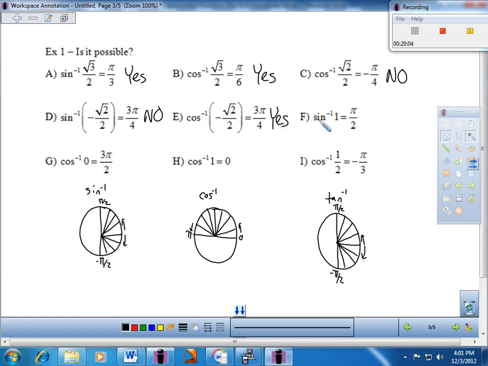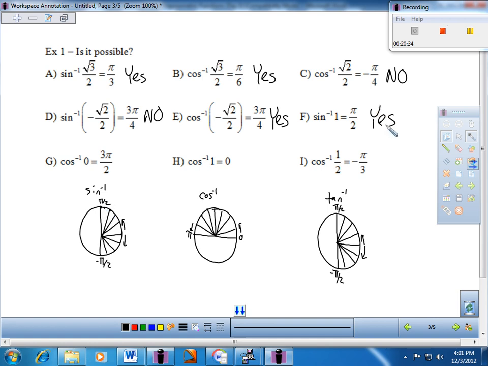Let's keep going. Inverse sine of 1, everybody. Is that equal to pi over 2? Let's come over to the sine diagram, of course. Here's pi over 2, and that is definitely part of our interval for sine, all the way up to and including pi over 2. Would I get a sine ratio of positive 1 up here for this particular angle? Yeah. And so as a result, this one's a yes.